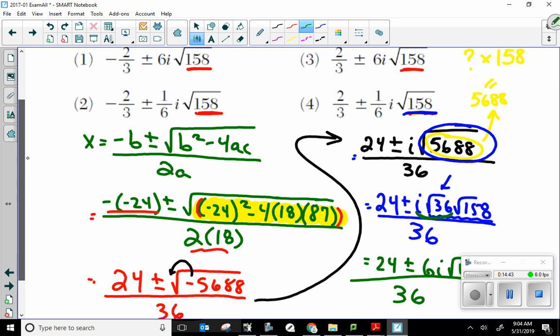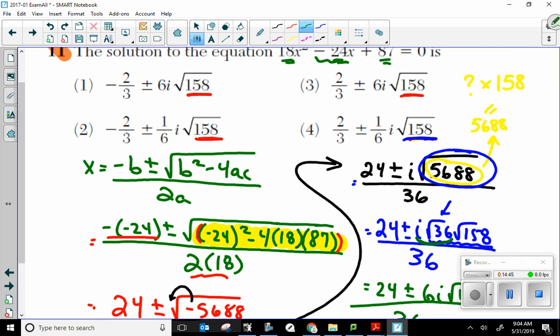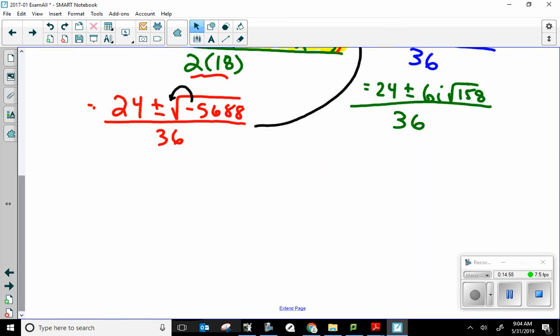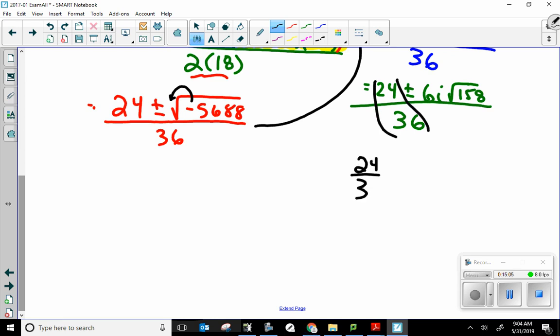Do you see what they do here? They broke this down into 2 terms. So I'm going to have to split up my fraction by the plus or minus. So what does that mean? I'm going to go a little bit further down here. It's a lot of work for a multiple choice problem. I got 24 over 36 plus or minus 6i radical 158 over 36.